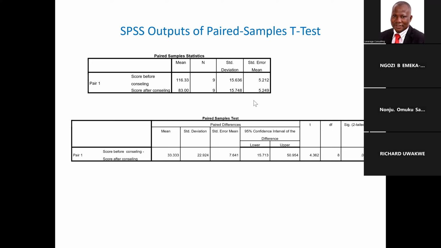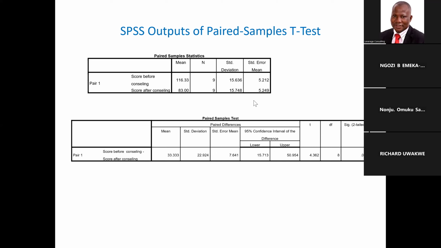Look at the t-value, it is like the one we calculated, 4.362. That's just it. I don't know if there's any question. How do you know if this is significant or not, without the p-value?